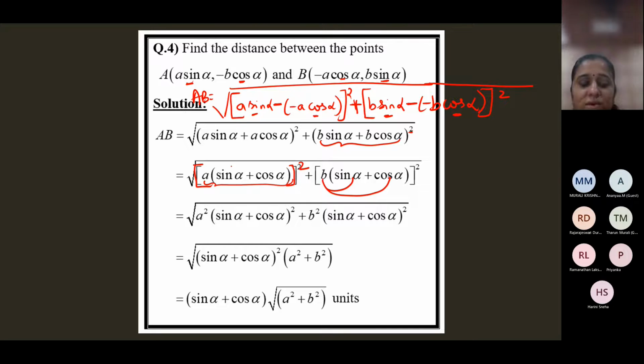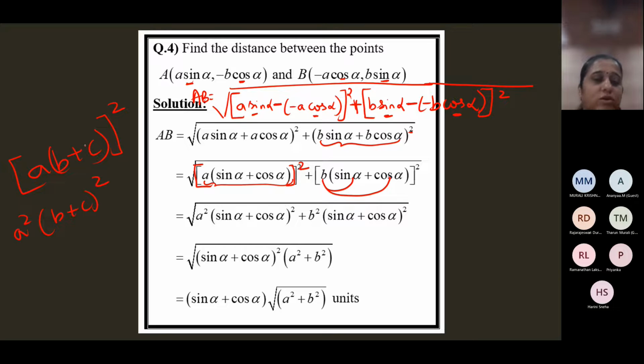So now write the square separately. A square, because it's the whole square, is a square into sine alpha plus cos alpha the whole square. Here it will become b. See, when you have a into b plus c the whole square, it is nothing but a square into b plus c the whole square.